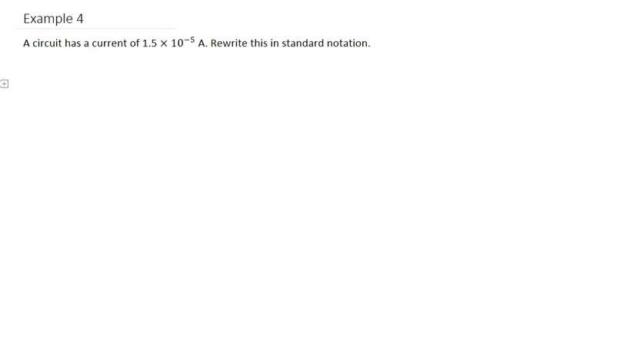Example 4. A circuit has a current of 1.5 times 10 to the negative 5 amps. Rewrite this in standard notation. We notice that we have 1.5 times 10 to the negative 5. So this negative 5 indicates we're moving it to the left, and the 5 is saying we're moving it 5 times. So let's rewrite 1.5.